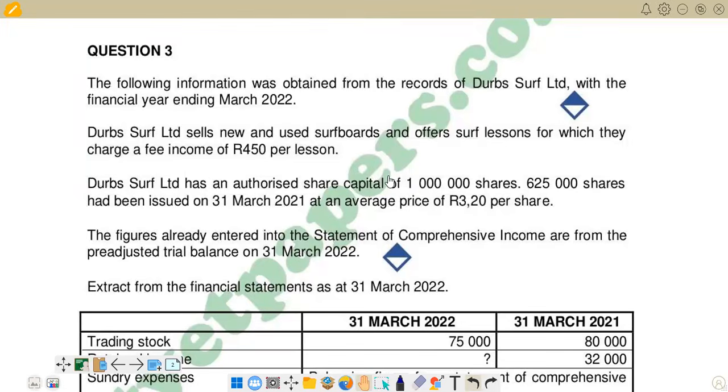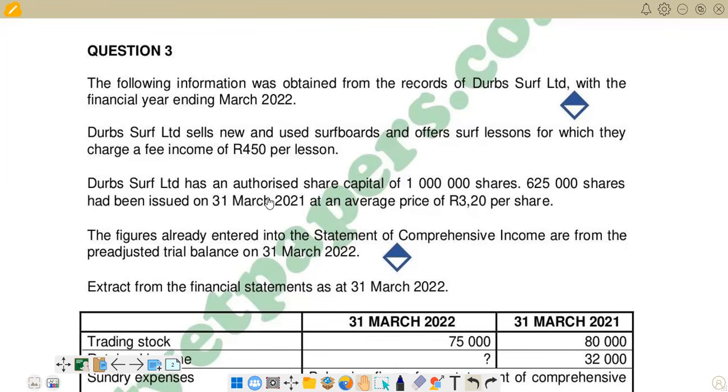So this is telling us that this is the maximum shares that the company is allowed to raise, in the form of 1 million shares. But we are supposed to have an issued component which should be equal to the authorised or less than the authorised. So let's see the next statement. 625,000 shares have been issued on 31 March 2021. So 625,000 is a figure that is below 1 million, which is the authorised, which is appropriate.